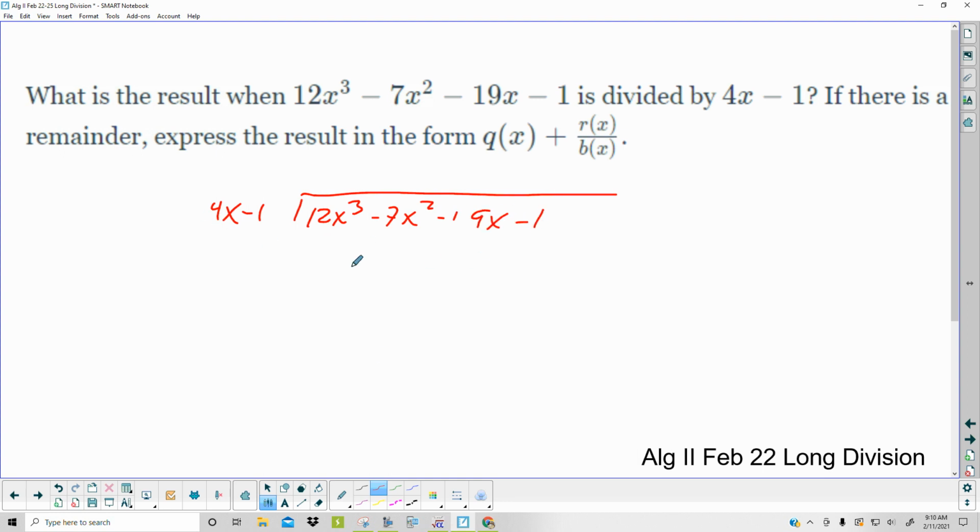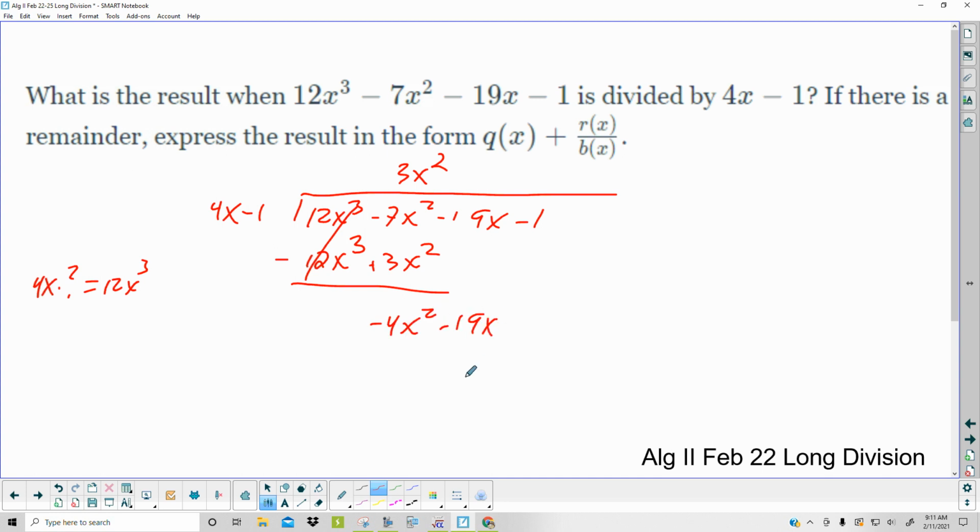And you're going to go 4x times what is 12x cubed? Okay, 3x squared. 3x squared times all this is 12x cubed minus 3x squared. Change their signs. Gone. Minus 4x squared minus 19x.